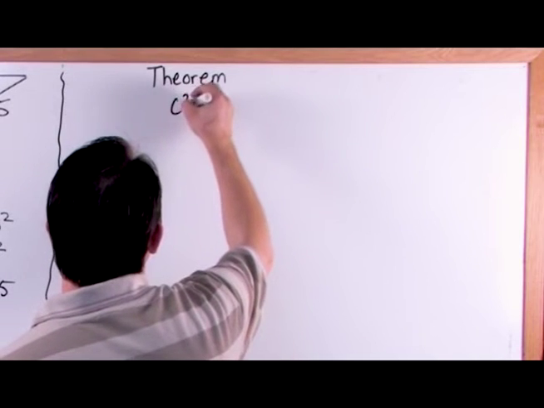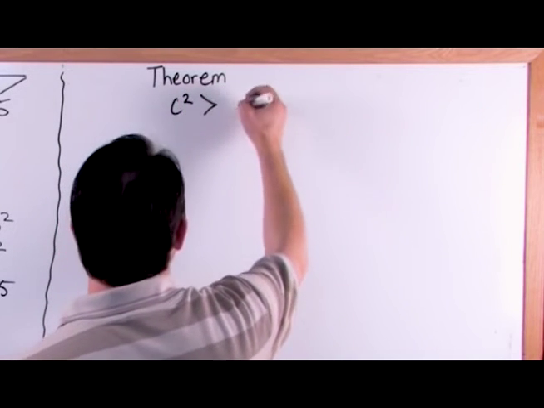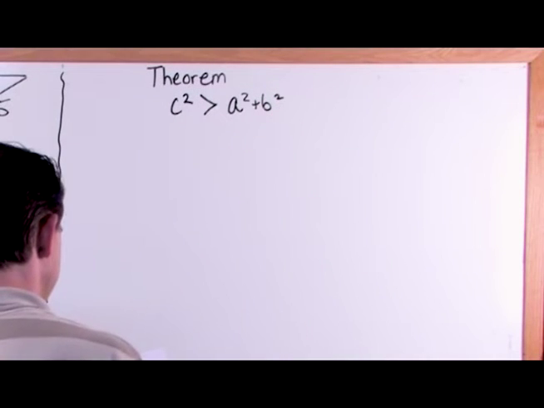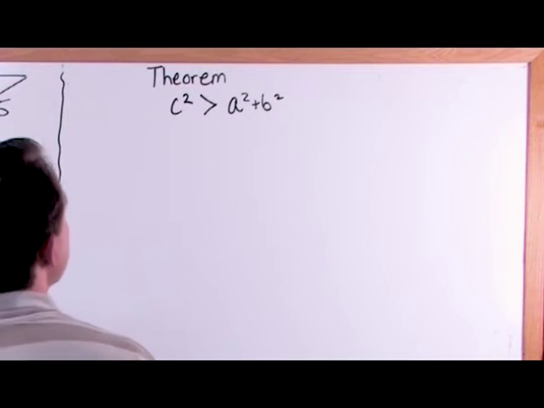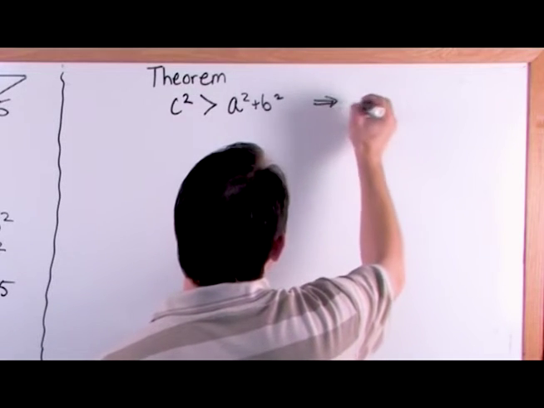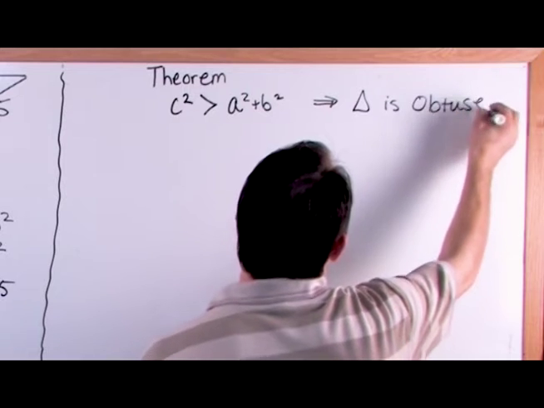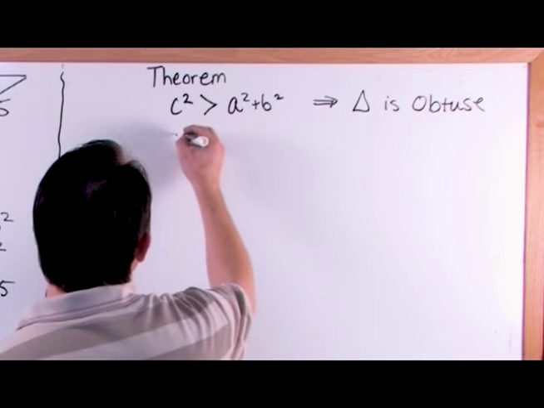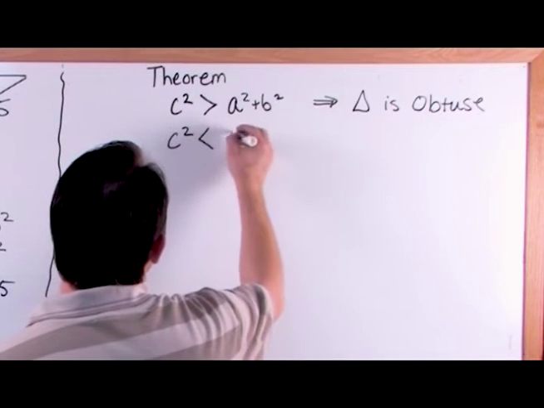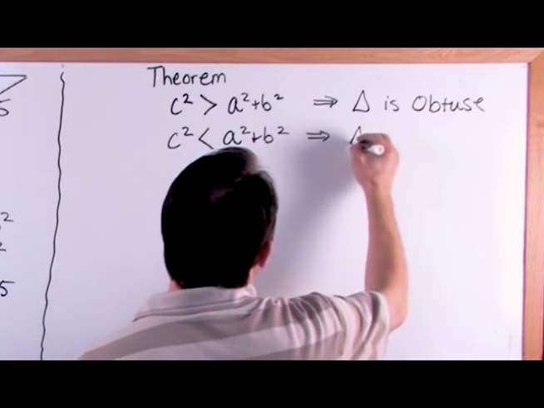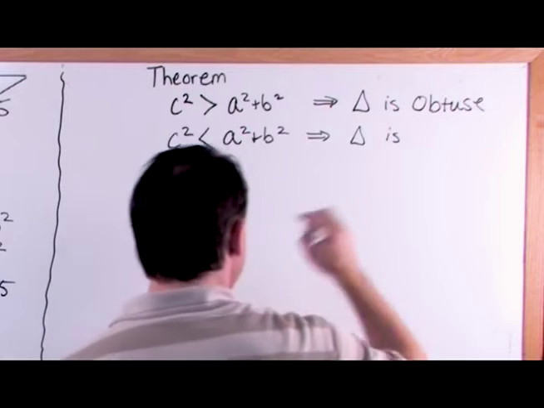If c squared is greater than a squared plus b squared, and I'm going to explain exactly what I mean by that right now, then we're going to say that the triangle is obtuse. And if c squared is less than a squared plus b squared, we're going to say that the triangle is acute.